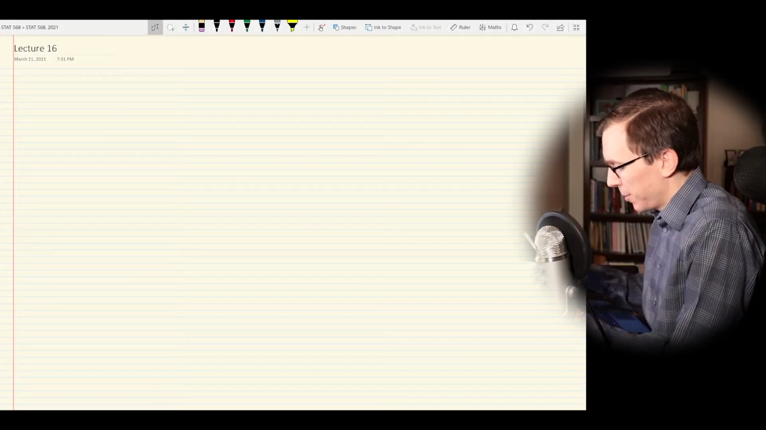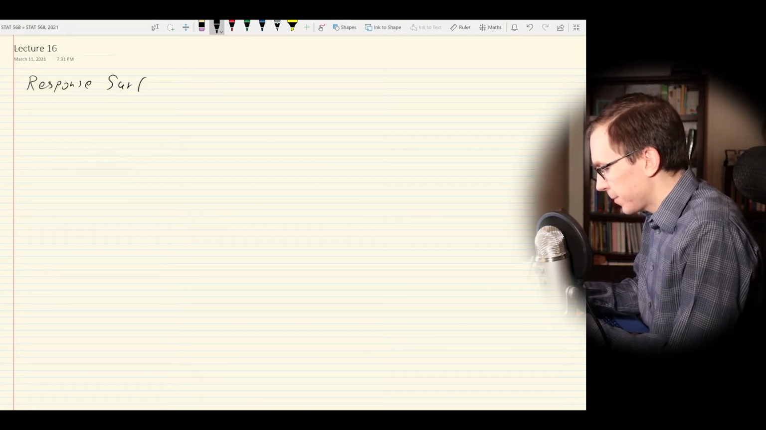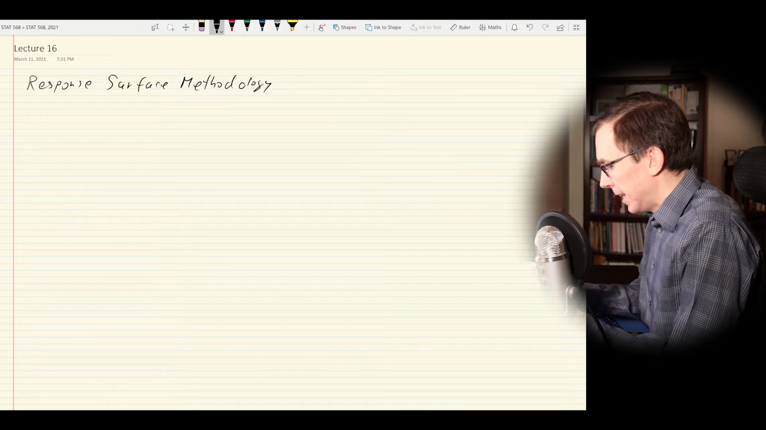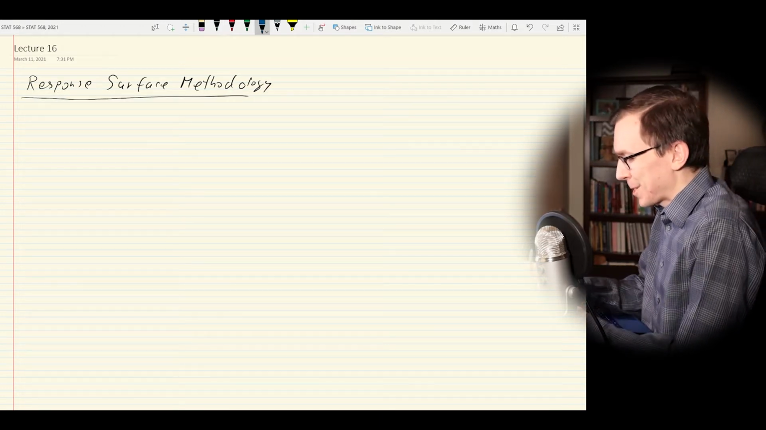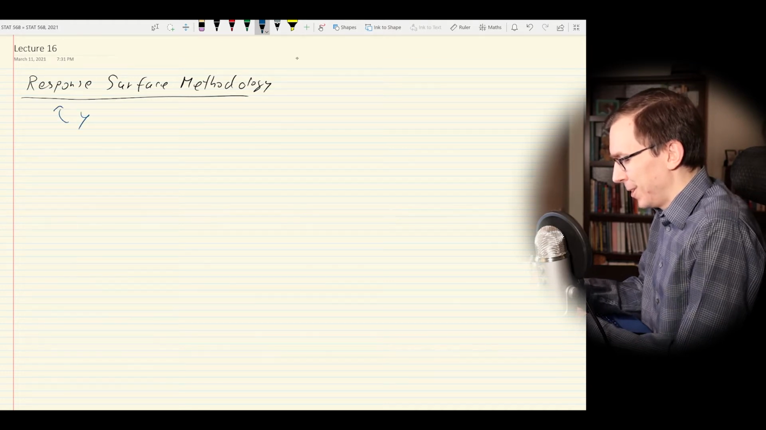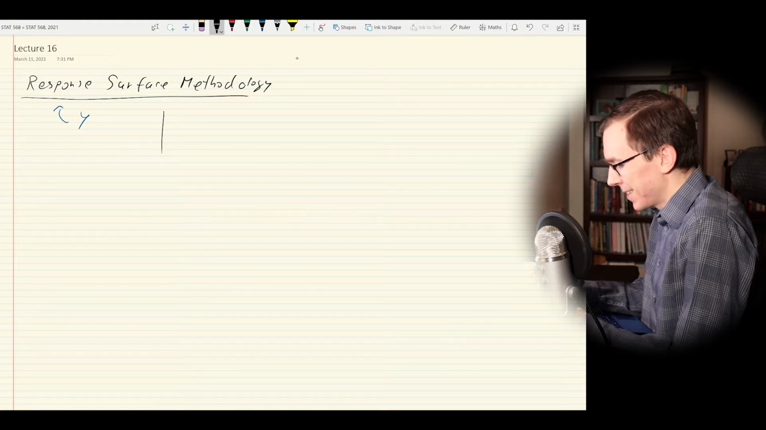As noted, what we have here is that this is called response surface methodology. And it's a response surface. Well, what's a response, right? A response is a variable like y. And what we want to know is we want to understand the surface.